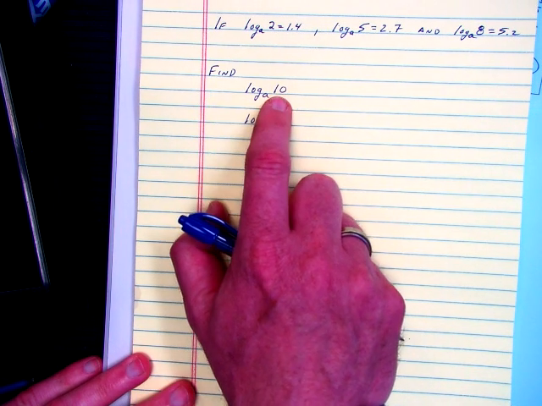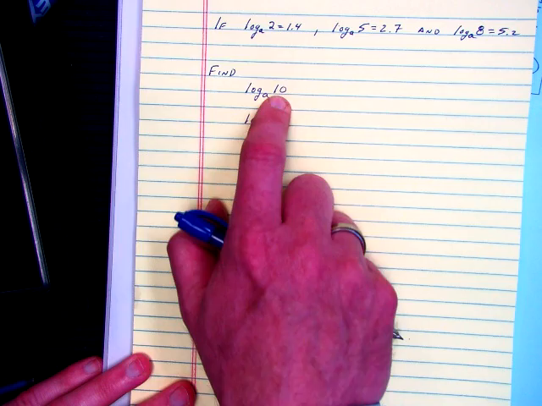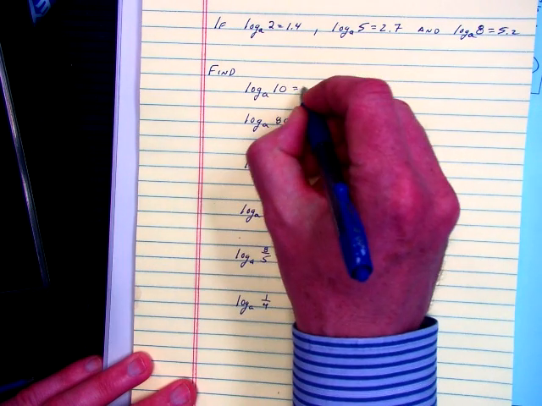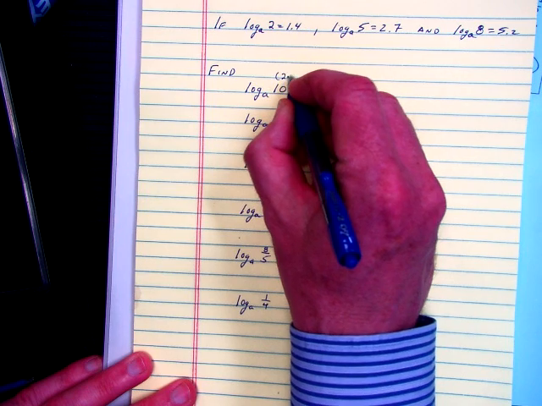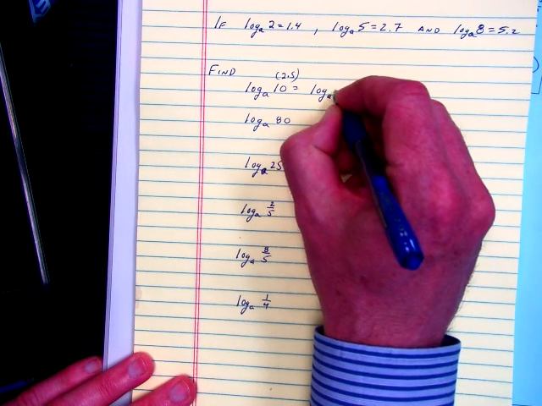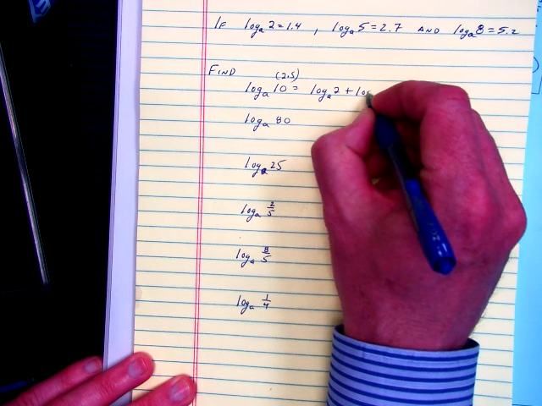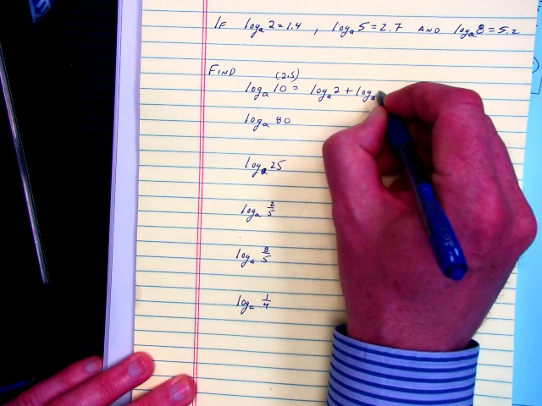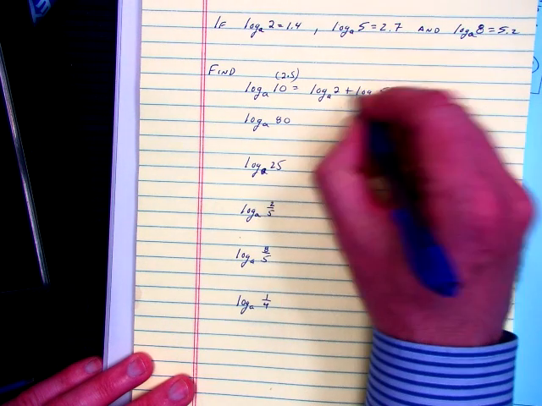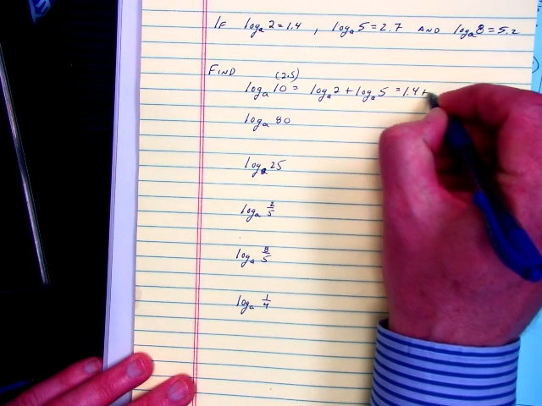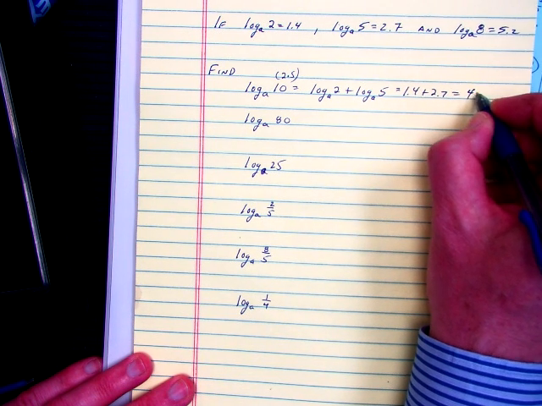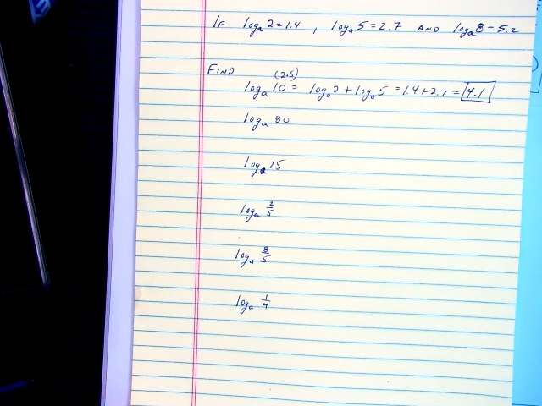I want to break these down. Can I break down 10 into a product of any of these, 8, 5, or 2? Well, this is really 2 times 5, correct? Okay, so I'm going to rewrite this as log base A of 2 plus log base A of 5, and now I can substitute in those numbers. Okay, so what is that? That's 1.4 plus 2.7, and if I add those together, I'm going to get 4.1. So my answer to that one is 4.1.